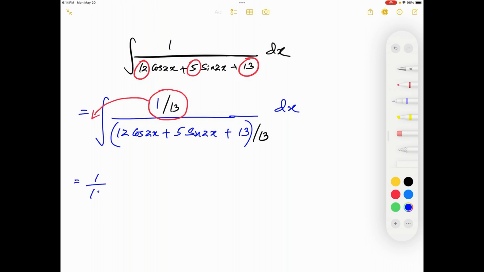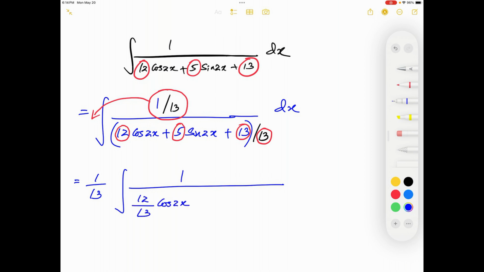I have 1 over 13 integration. On the numerator, I have a 1 divided by, for the denominator, each individual numerical value, 12, 5 and 13, will be divided by this 13. When I write them down, I have 12 over 13 times cosine 2x plus 5 over 13 times sine 2x plus 13 over 13, which is equal to 1. And in addition to that, I have a dx on the numerator.